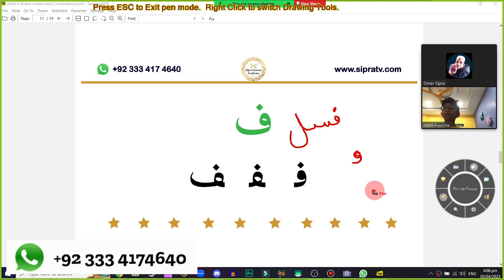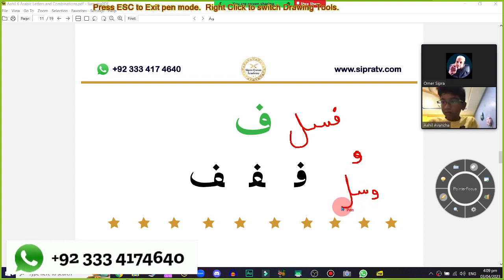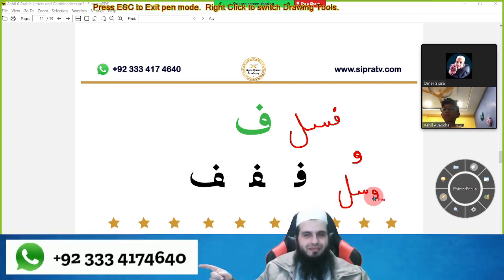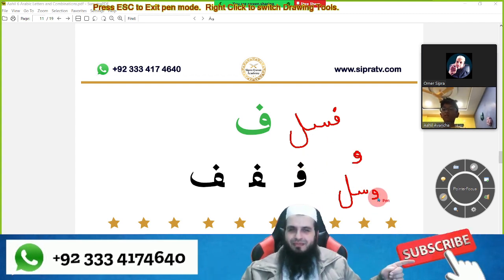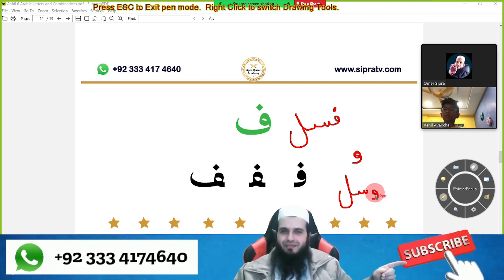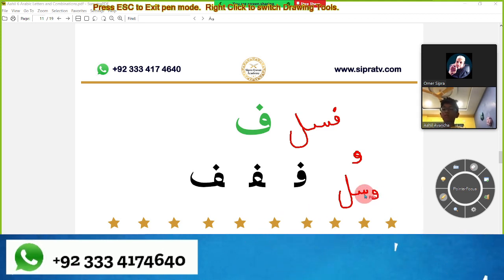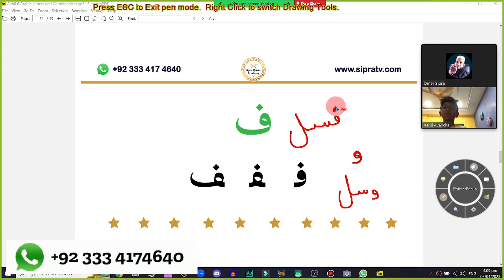If I write Waw Sin Lam, it will look like this. Waw is an alphabet which is not connected with the letter next to it. There is a gap between Waw and Sin. So this is the major difference between these two alphabets. Waw does not have a dot. Waw is not joined together with the letter next to it, whereas Fa has a dot on it, one circle and one dot, and it is connected with the letter next to it.